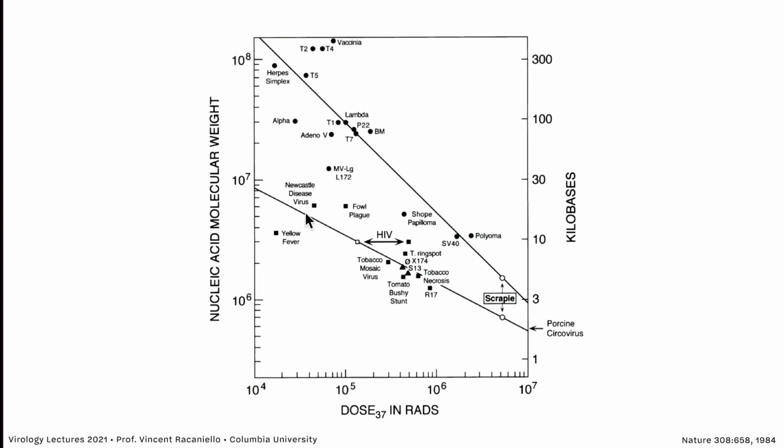And these two lines are curves for RNA viruses and various DNA viruses. And you can see that DNA viruses with big genomes, you don't need a lot of radiation to inactivate them because there's a big target. The genome is big. And as the genome gets smaller and smaller, you need more radiation to inactivate the viral genome. Same with RNA viruses. And scrapie was off the chart, basically. It needed more irradiation than anything we knew of, which led many people to say there's no nucleic acid here.